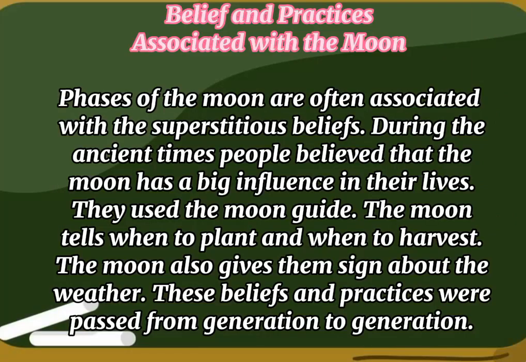Beliefs and practices associated with the moon. Phases of the moon are often associated with superstitious beliefs. During ancient times, people believed that the moon had a big influence on their lives. They used the moon as a guide. The moon tells when to plant and when to harvest. The moon also gives them signs about the weather. These beliefs and practices were passed from generation to generation.